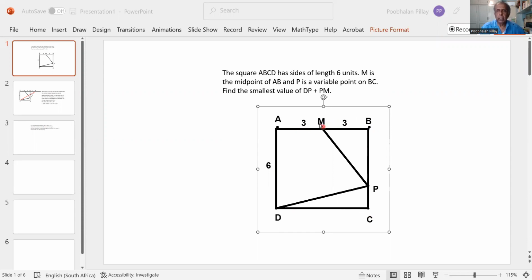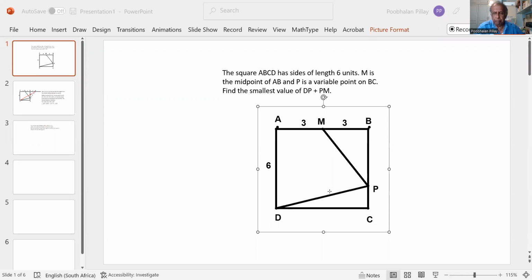Right? Okay, and then they say P is a variable point on BC. That means that P can be anywhere on this line here, BC. And the question is, what is the smallest? Find the smallest value of DP plus PM. So let's just trace DP. DP is that one plus PM.